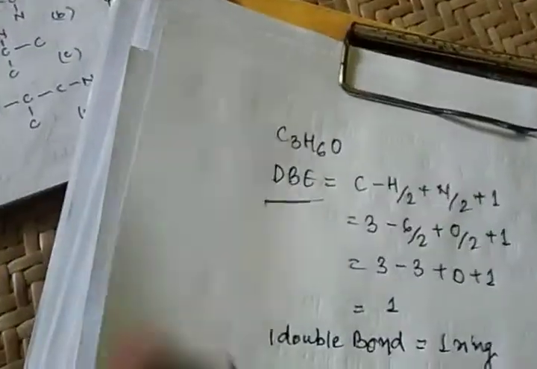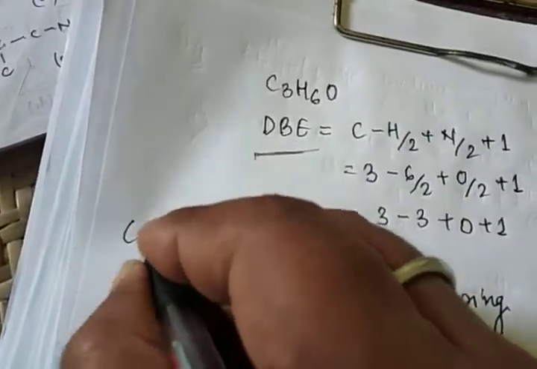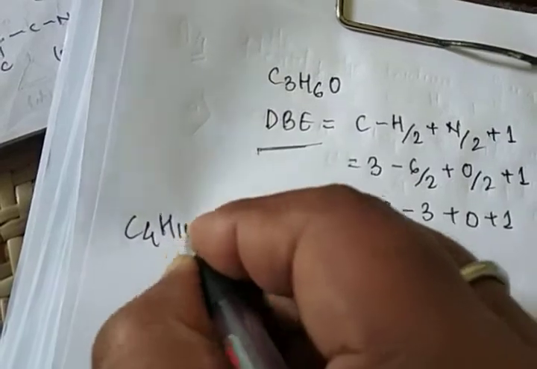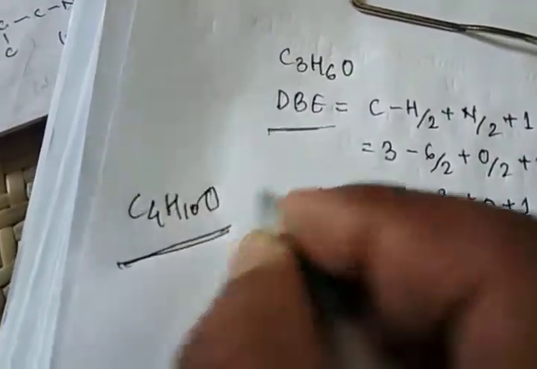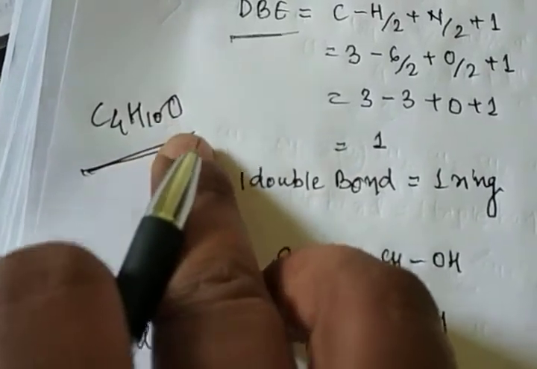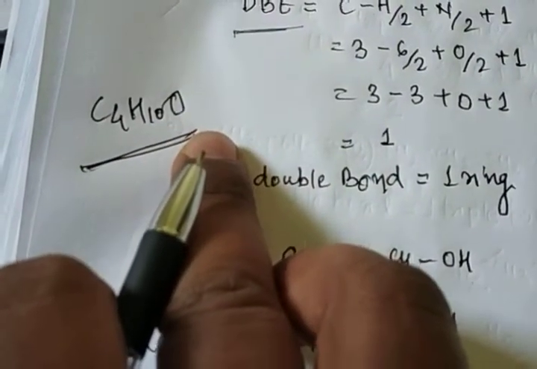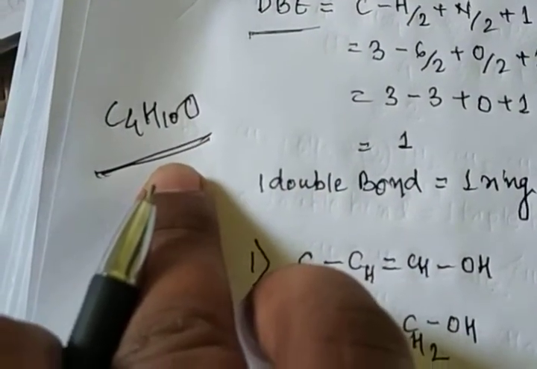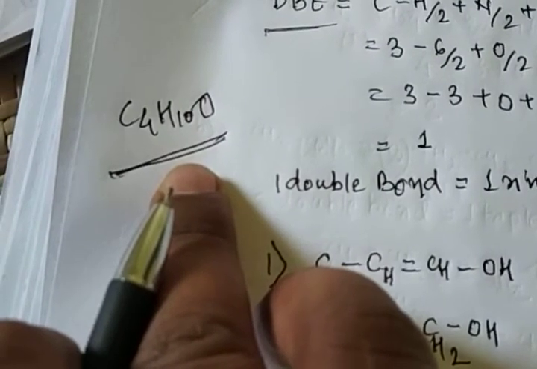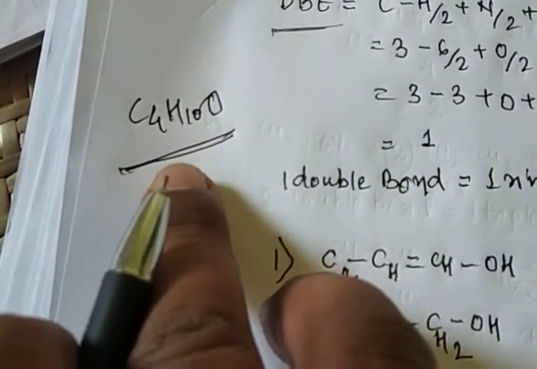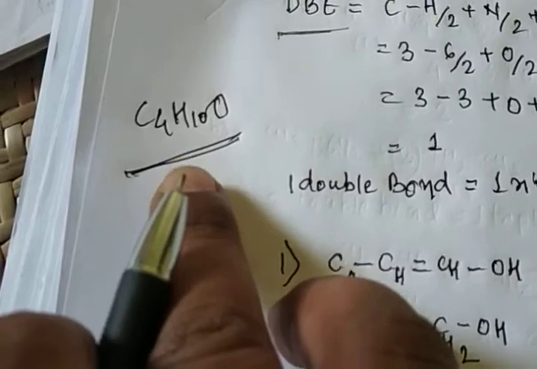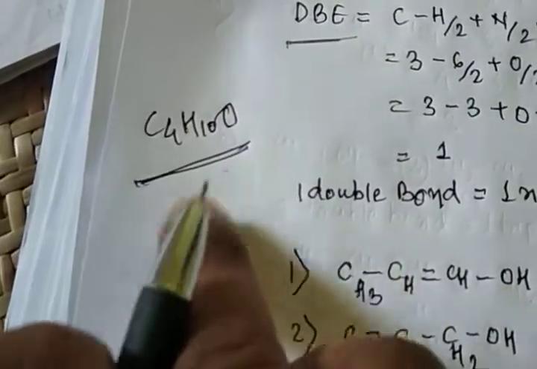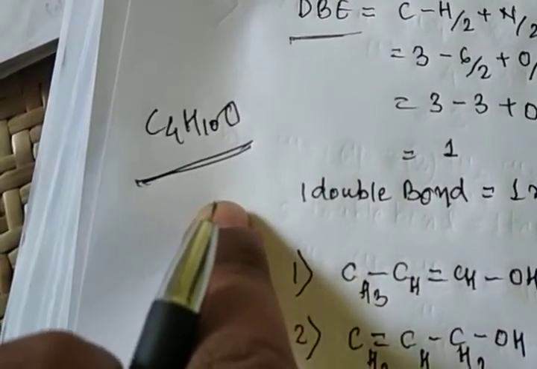Clear? Now again your homework. The homework is C4H10O. Just find out how many isomers are present in C4H10O. Clear? Clear 100%? Okay. Now today's topic, Zoom meeting on the basis of this video lecture. Okay? Okay.